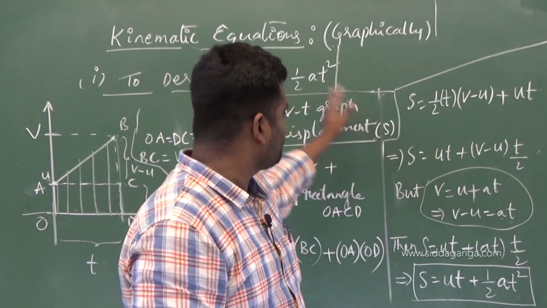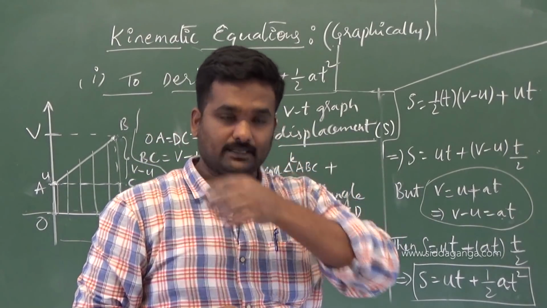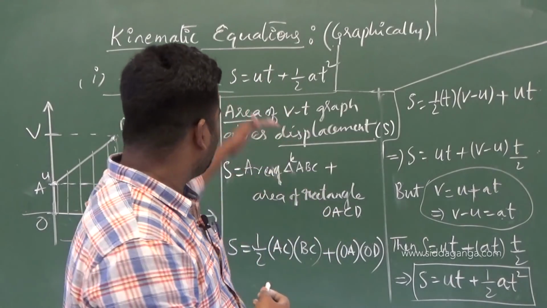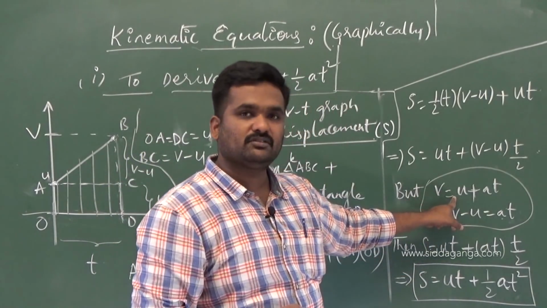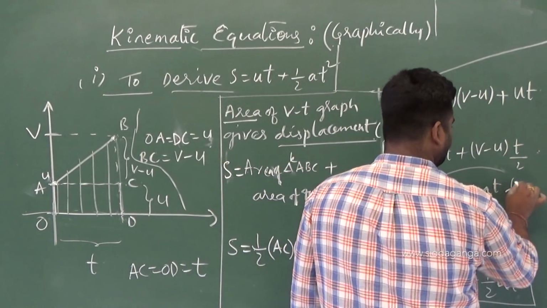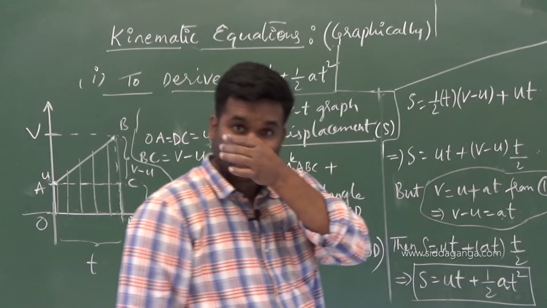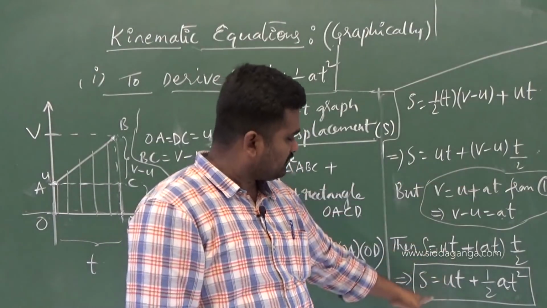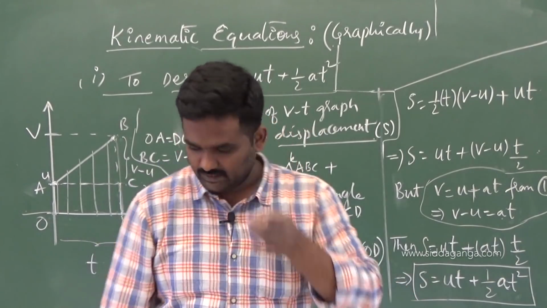Then all of a sudden you should not write directly this one. First you have to derive the earlier equation. What is that? V equals U plus AT. First you have to derive that, and then you have to write all these steps. Then we write V equals U plus AT from equation number 1, which we have already derived. That derivation you have to do, and then substitute this into this value, and finally you will end up with this equation. This is all about deriving the two equations.